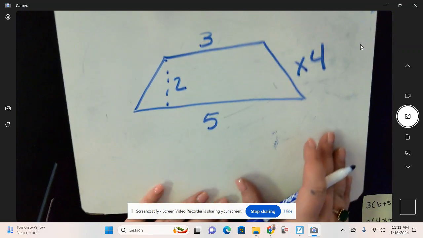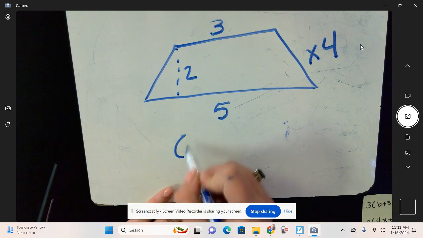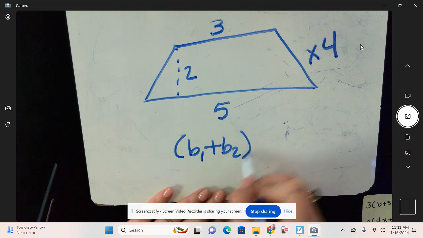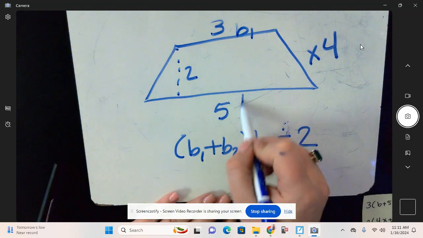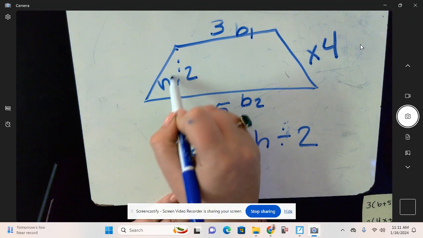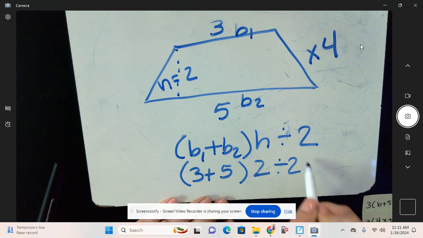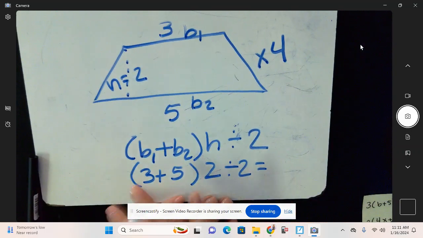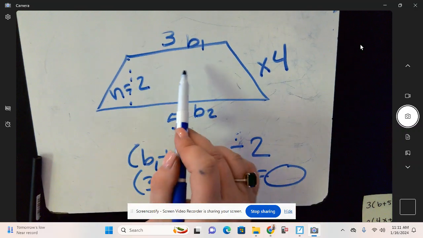Okay, so we have to use that trapezoid formula I sang to you last week. Maybe you remember it. It's base 1 plus base 2 times the height divided by 2. So we're going to plug this information into our formula. We're going to substitute it in. Remember, the top is base 1, the bottom is base 2, and this is the height. So I've got base 1, which is 3, plus base 2 times the height divided by 2. I'm going to punch this into my calculator and solve for this. Okay? That's going to give me the area of 1 trapezoid.